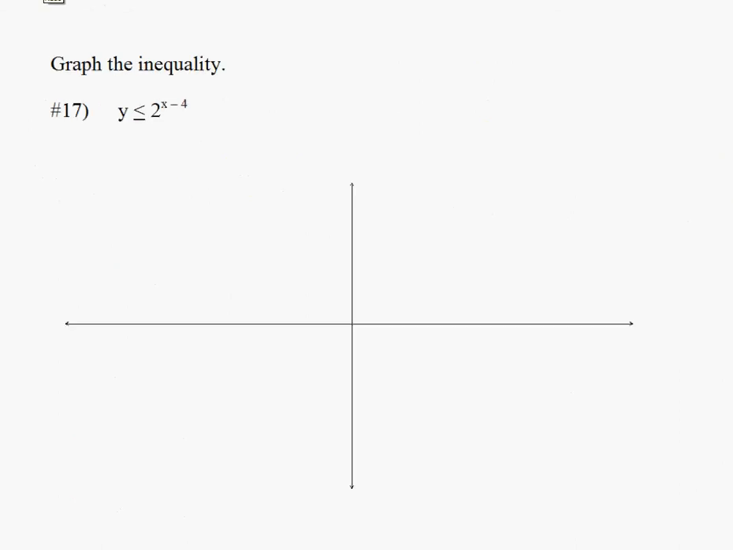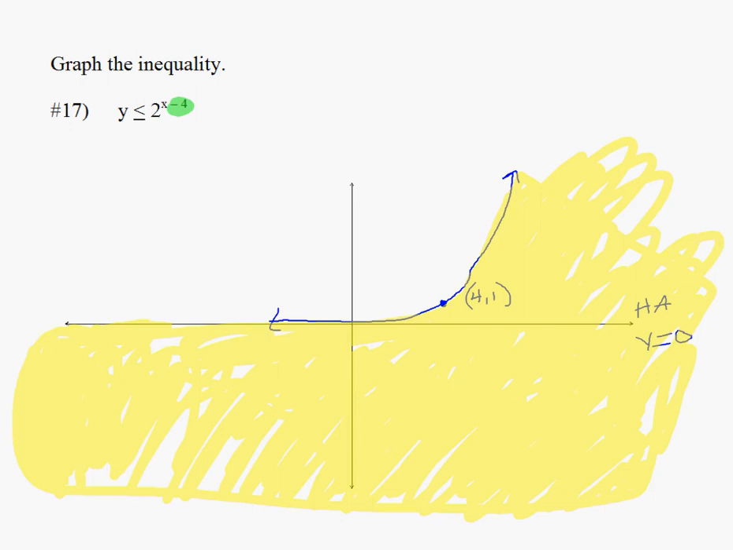Graph the inequality. I know what the parent graph looks like. It has a horizontal asymptote at y equals 0. I know that this minus 4 translates the graph to the right 4. So instead of crossing the y-axis at 1, instead of being a point at 0, 1, it's a point at 4, 1. So I got my horizontal asymptote, I draw my curve. My point that was 0, 1 is now 4, 1, because that 4 moved it to the right. And then I shade below, since it says less than or equal to.